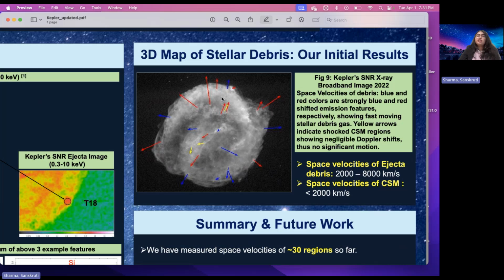CSM regions are the regions which were not part of the star before the explosion and were already surrounding the star. Here in the figure, you can see that the red and blue vectors are space velocities of red shifted and blue shifted regions, and yellow vectors represent regions with no significant Doppler shift.